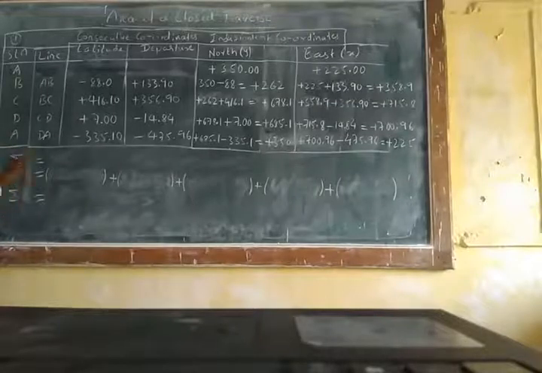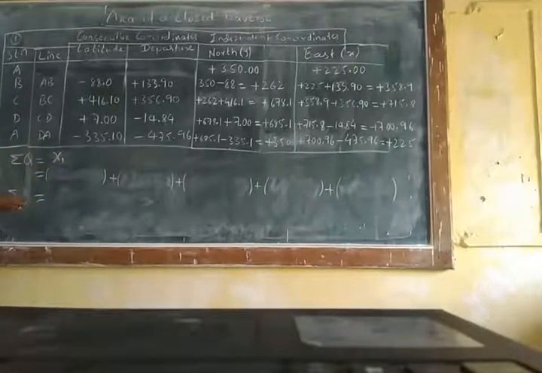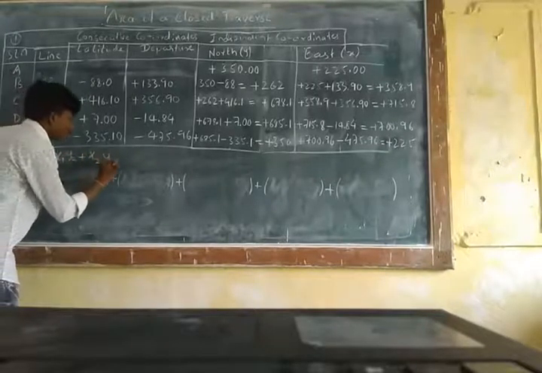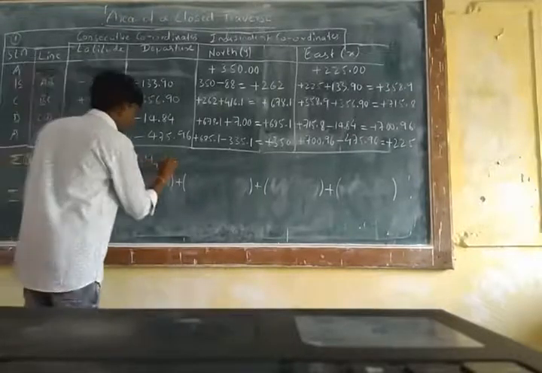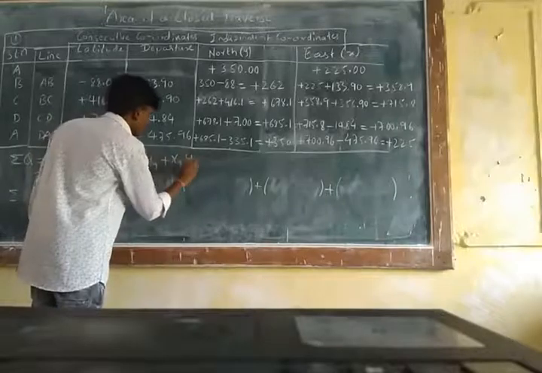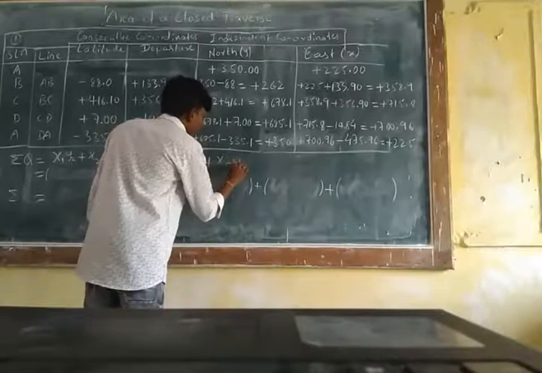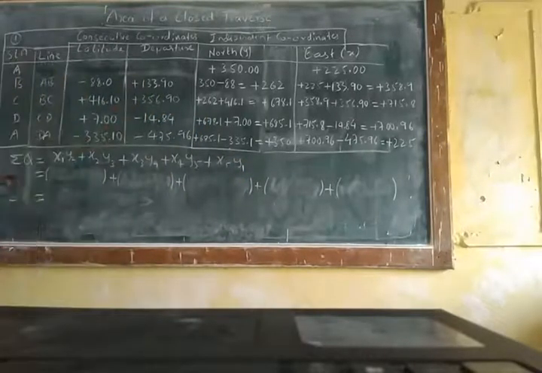Let's calculate the summation of Q. So the formula for the summation of Q will be like this. So that says x1 starts with x1. So x1 y2 plus x2 y3 plus x3 y4 plus x4 into y5 plus x5 multiplied by y1. So this is the equation to calculate summation of Q.